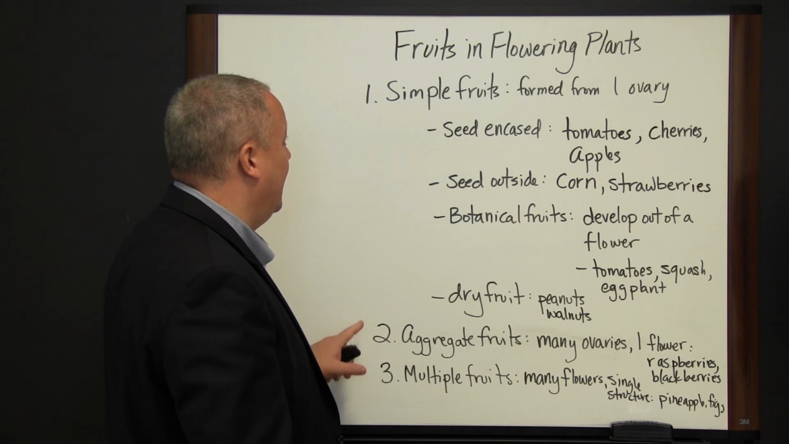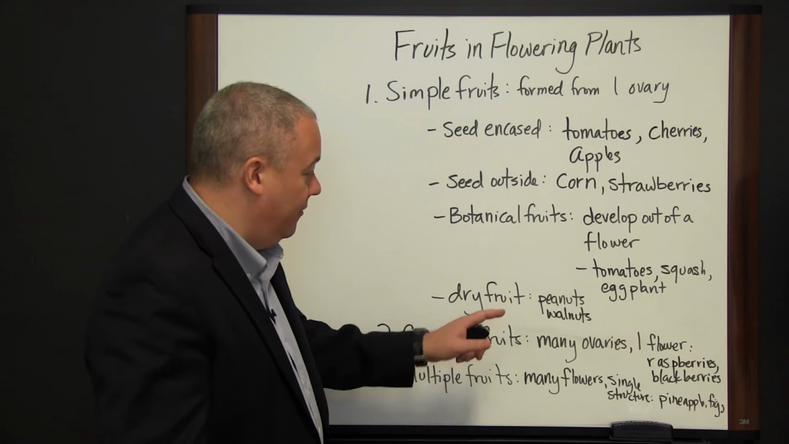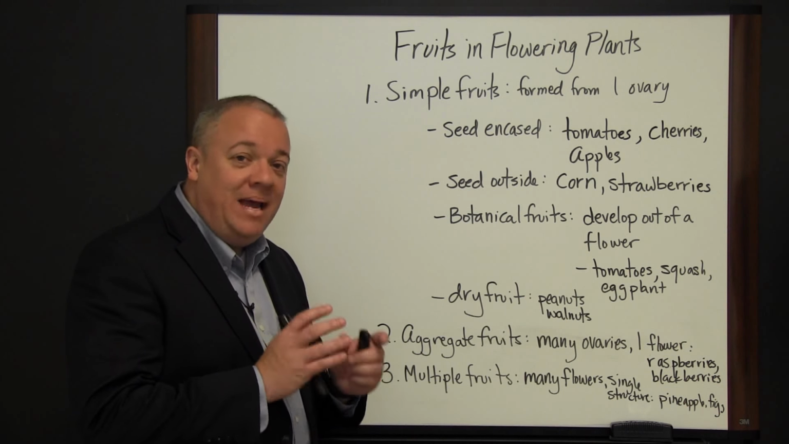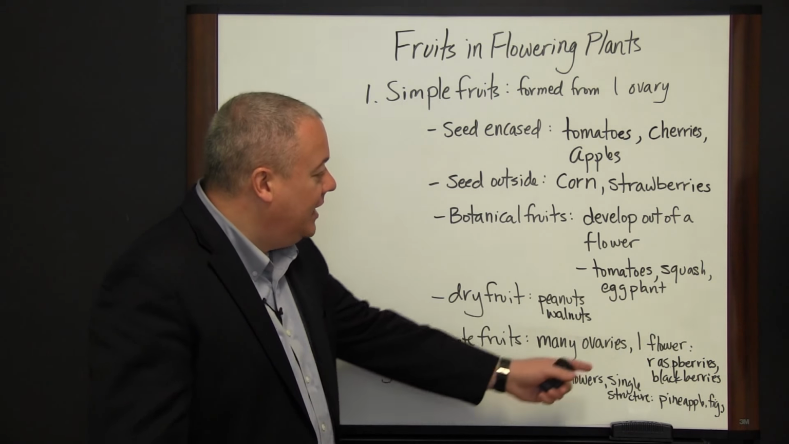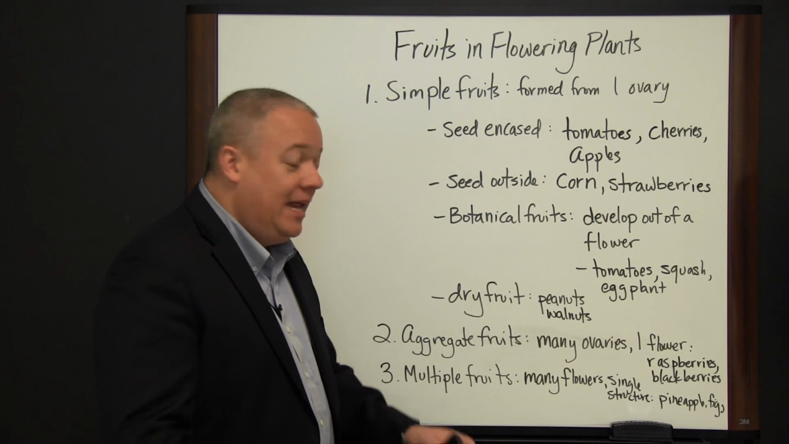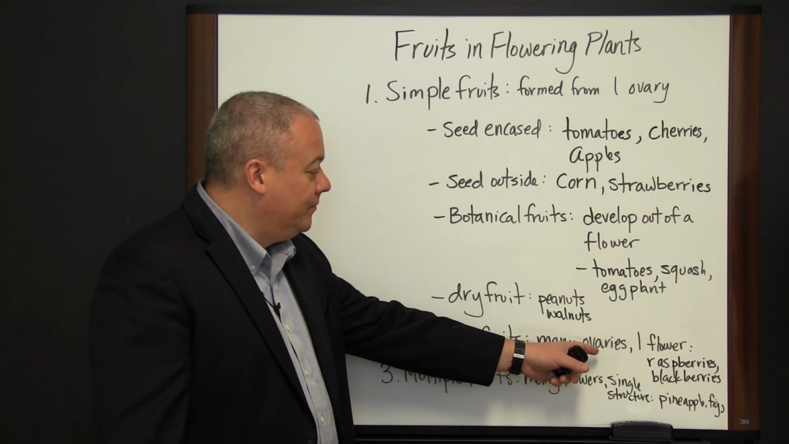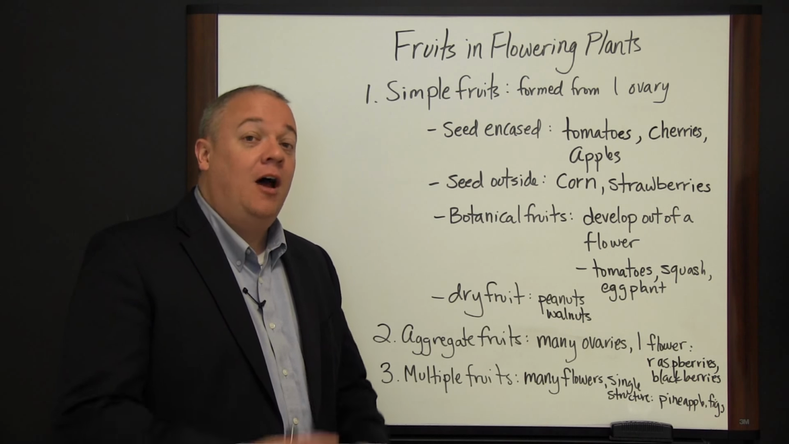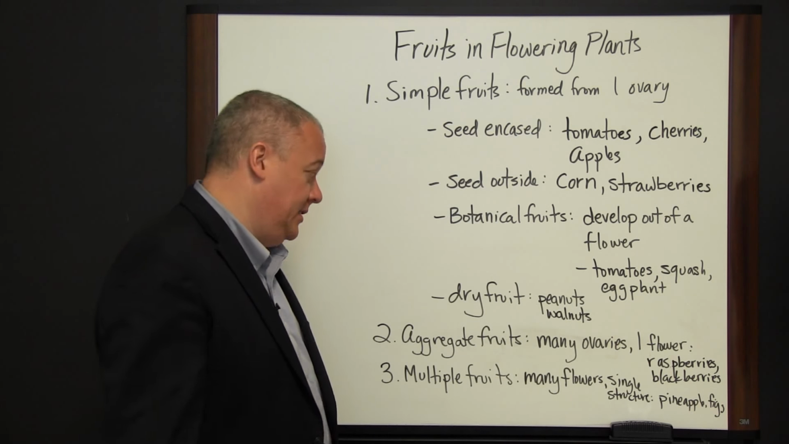Then the next category of fruits in flowering plants that we want to talk about are aggregate fruits. In this situation, you've got many ovaries individually fertilized that then expand and develop from one flower, and you get the entire fruit from that. So many ovaries individually fertilized, one flower, and things like raspberries and blackberries would fall under this category. And when you look at them, you can see all the little individual ones.